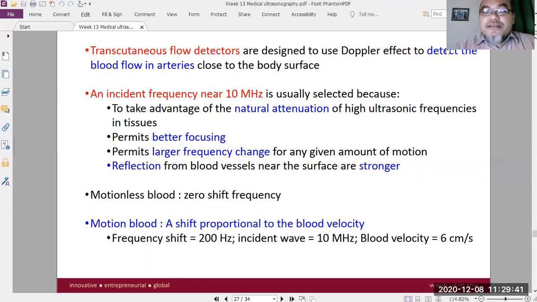In moving blood, the shift of the frequency will be proportional to the blood velocity. So that's why the Doppler effect can be used to measure the blood flow rate. Okay? So when the frequency shift is, for example, 200 hertz and the incident wave is 10 megahertz, then the blood velocity is calculated as 6 cm/s.